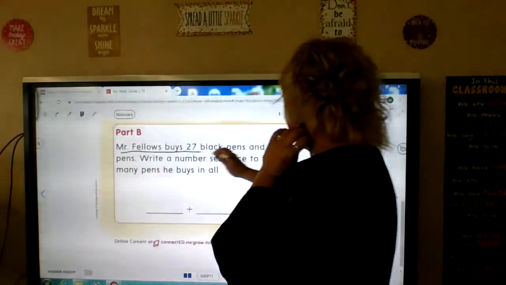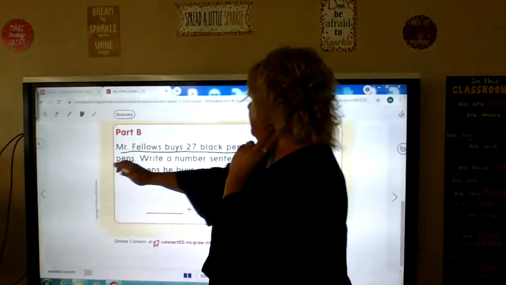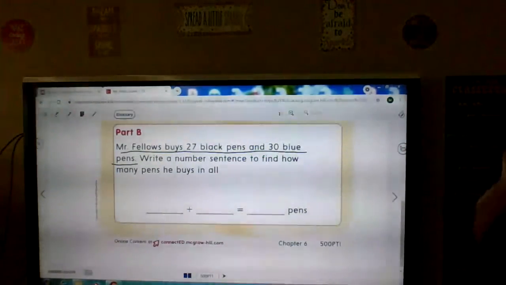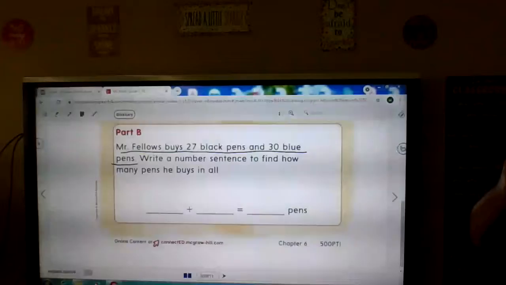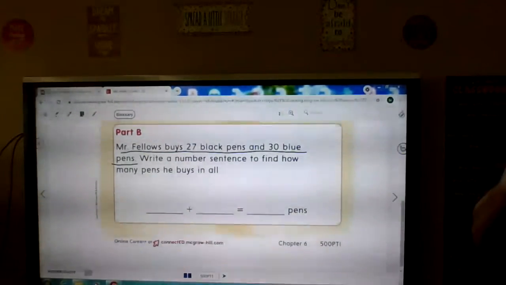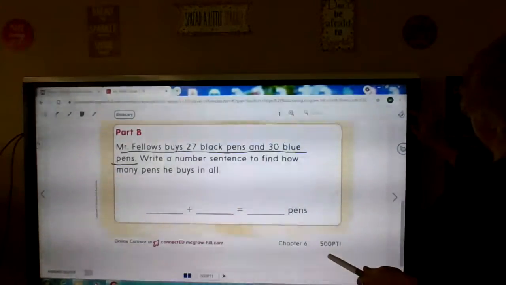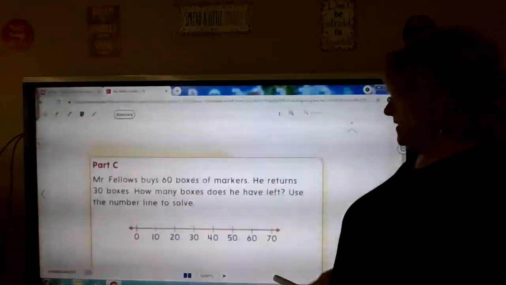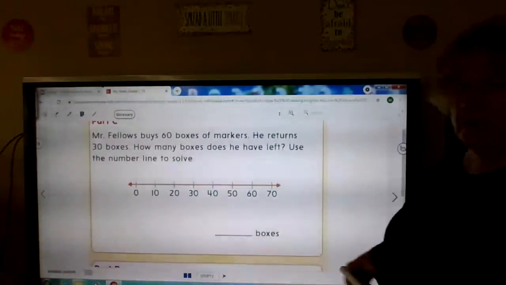Mr. Fellows buys 27 black pens and 30 blue pens. Write a number sentence to find how many pens he buys in all. Okay, pause me and do that page. Then we'll be ready for the back. Okay, part C.